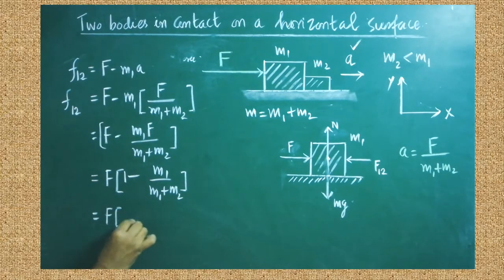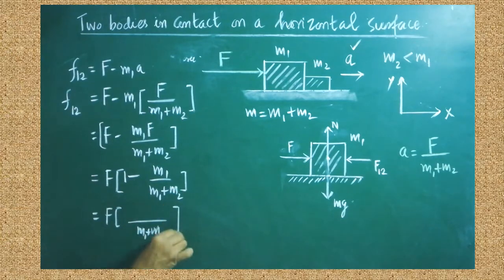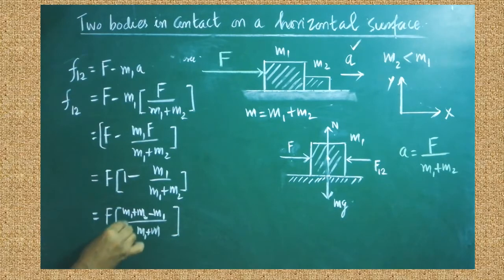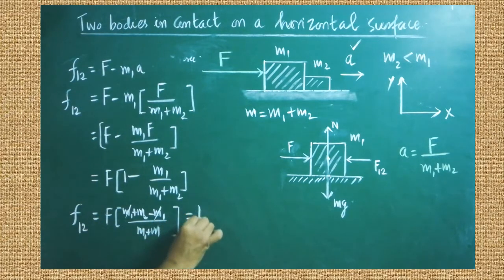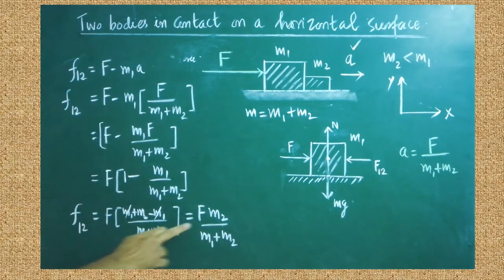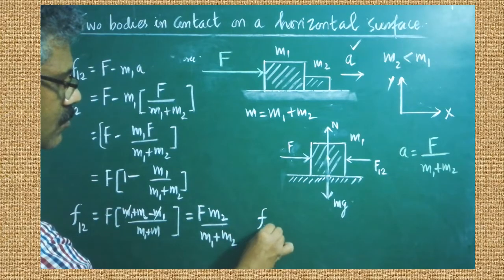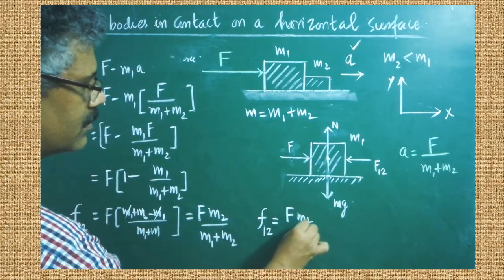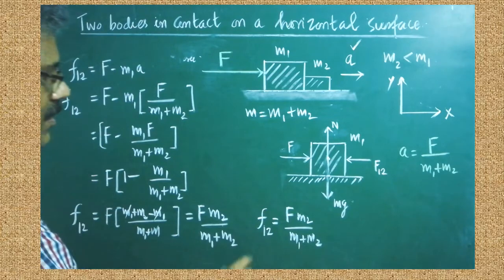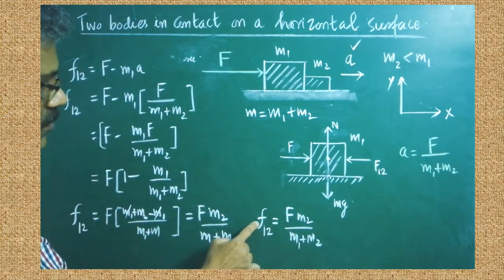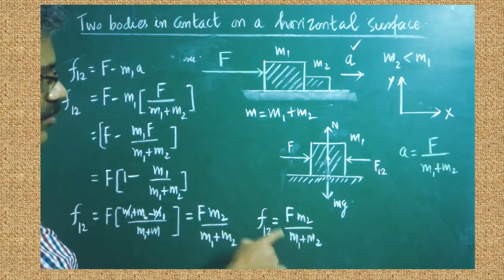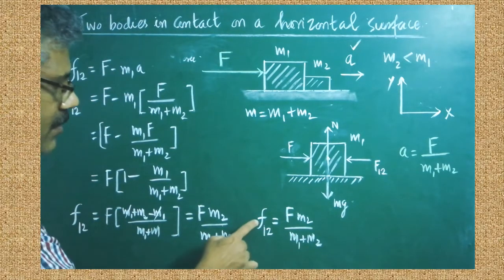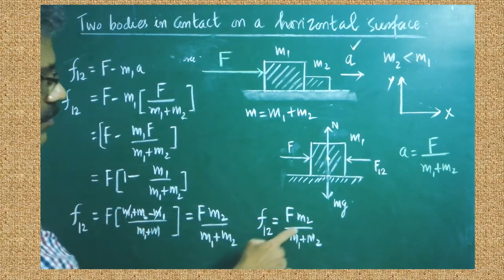With the help of M1 plus M2 you can take the LCM. Here M1 plus M2 minus M1 can be written, and M1 can be cancelled. So finally the F12 equation becomes F M2 divided by M1 plus M2. So this is the magnitude of F12. F12 is nothing but F m2 divided by m1 plus m2. So this is the magnitude of the force. Which force? The force acting on the first mass due to the second mass. Are you clear? So F12 purely depends on which factor? The mass m2. So the mass m2 plays a vital role.